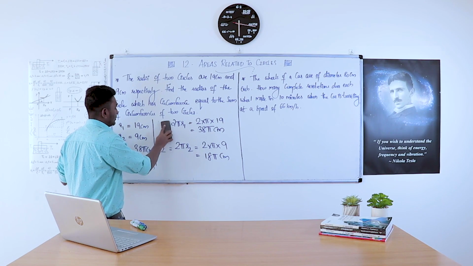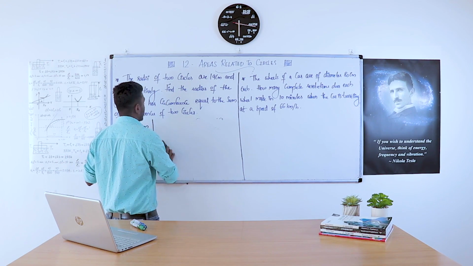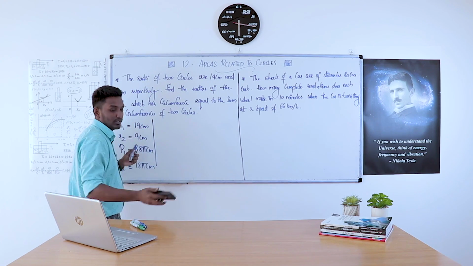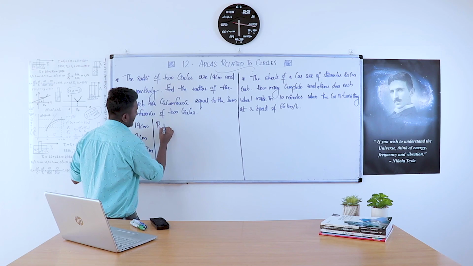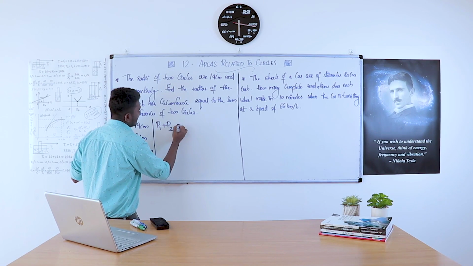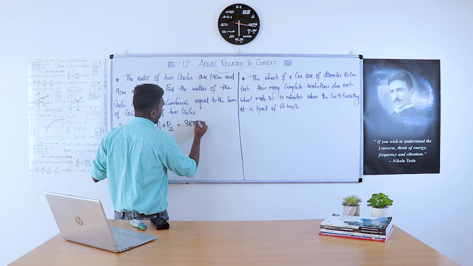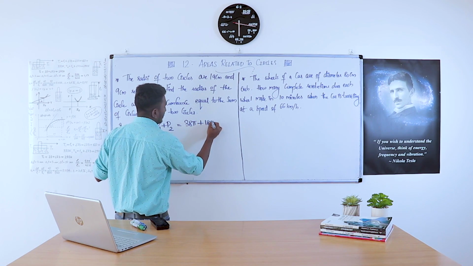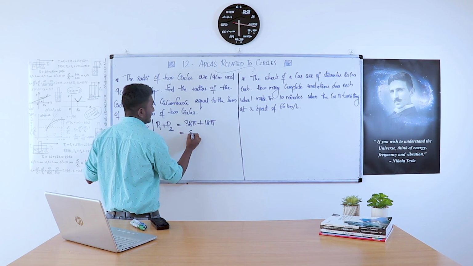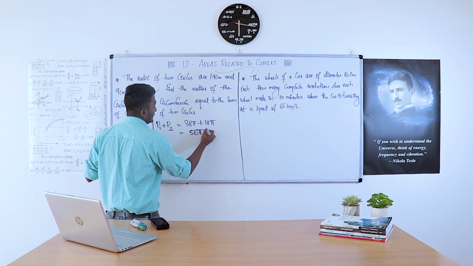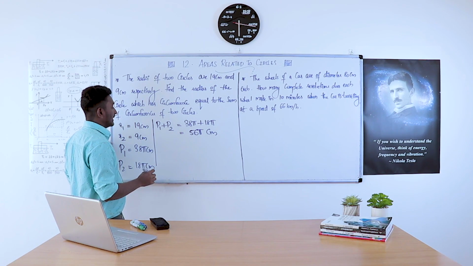Now we need to know the sum of the circumference of two circles. The sum of the circumference of two circles, that is P1 plus P2. What is P1 plus P2? It is 38 pi plus 18 pi. That is equal to 38 plus 10, 48, 48 plus 8, 56. That is 56 pi centimeter. That is the sum of the perimeters.